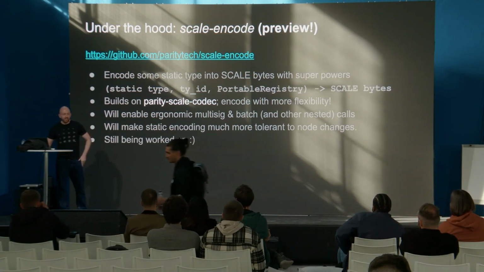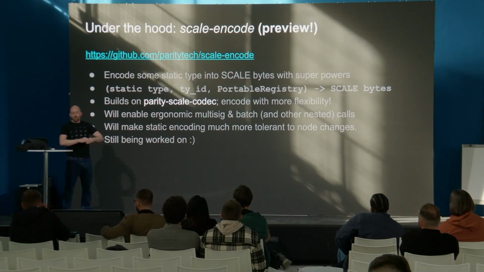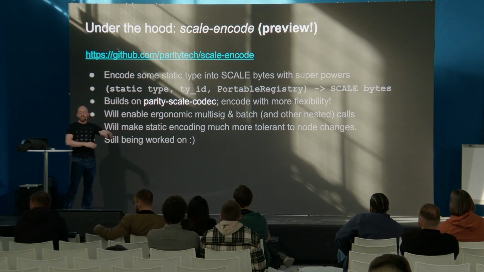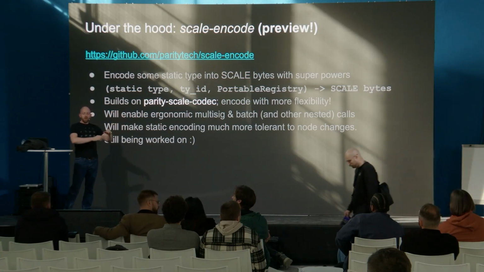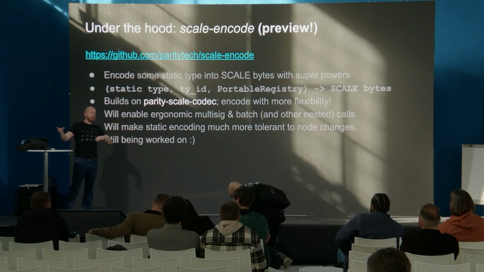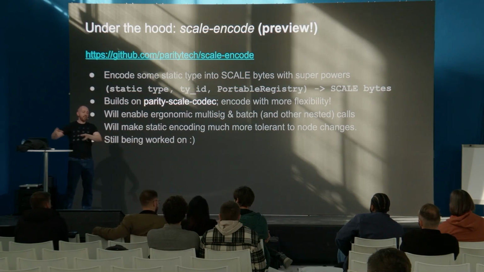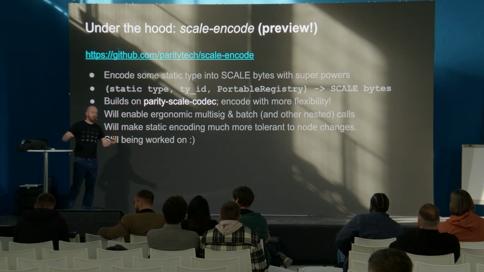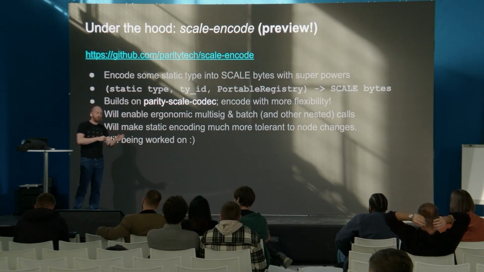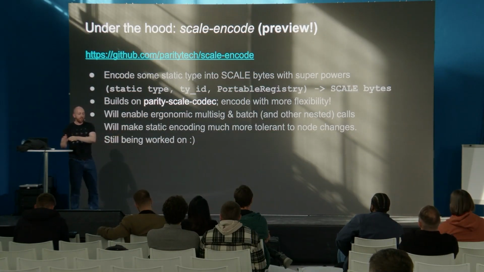And basically what it does is it enables, you write a static type. The idea is you create a static type, you derive this new EncodeAsType trait on it, and suddenly encoding that type will have all of the flexibility that encoding dynamic types would have. It will understand how to map the values in your type to the values that you're trying to encode into. So for instance, if you pass it a U64 and you need to encode it into a U32, it will understand how to do that mapping for you.